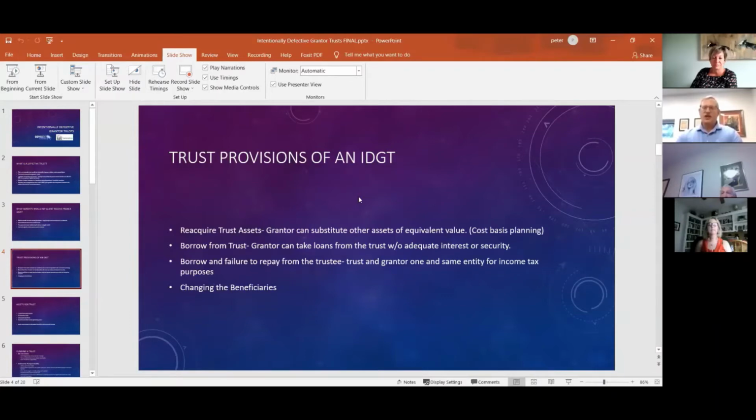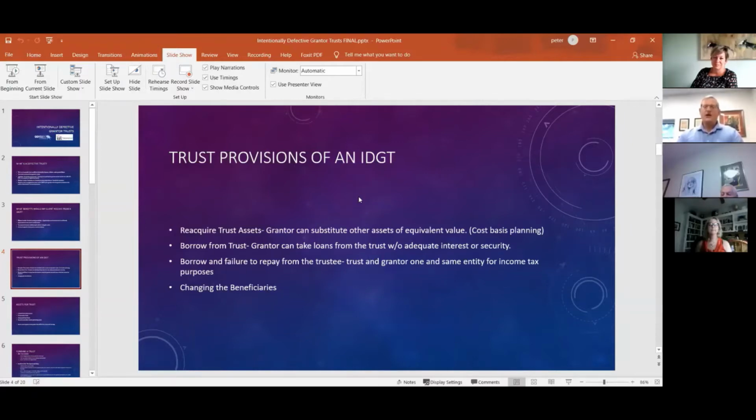So we can accomplish that within a defective trust. We can also borrow from the trust without having to provide adequate interest or security. So again, that falls back to if we need to provide some cash flow back to the grantor or the grantor's spouse, we have the opportunity to do that without having to put up collateral or other assets in order to receive that loan from the trust.